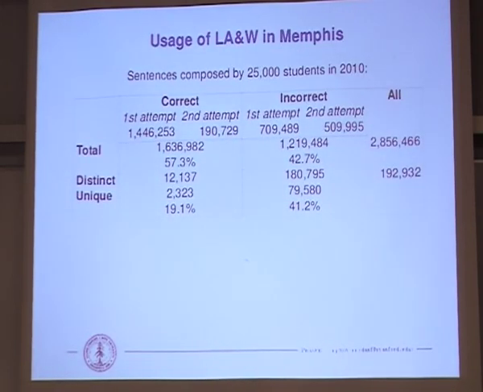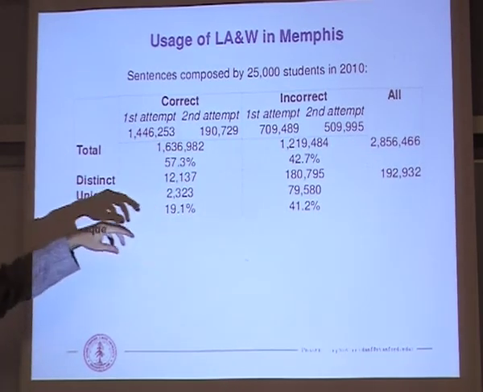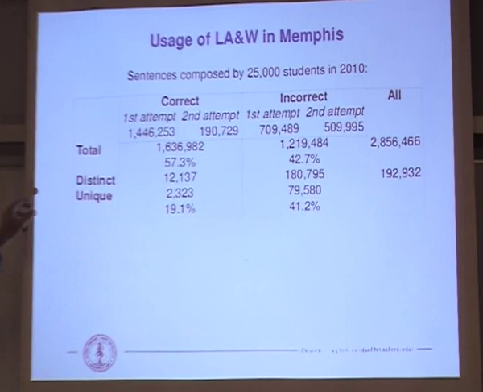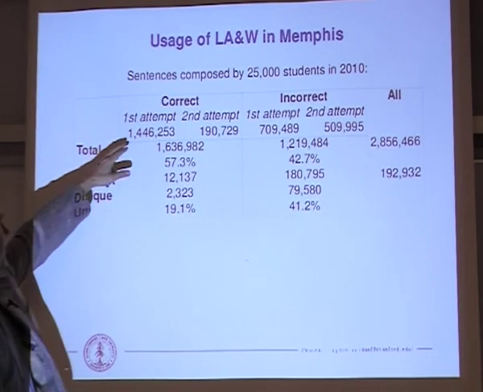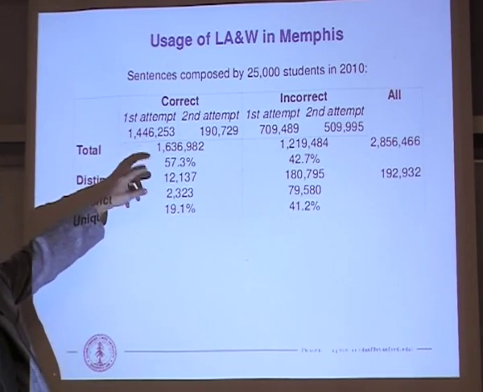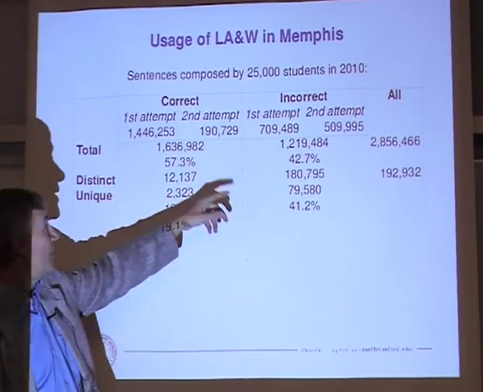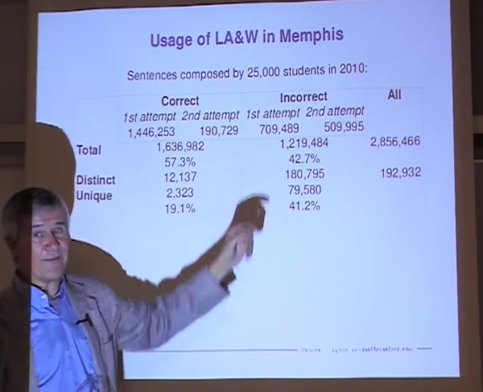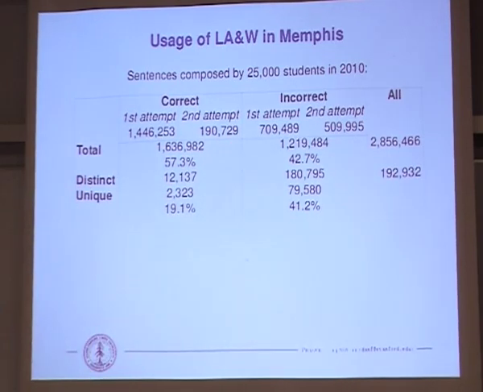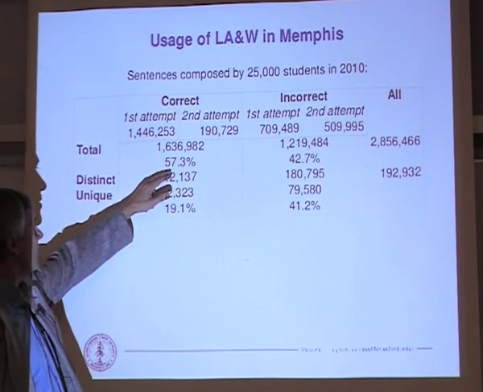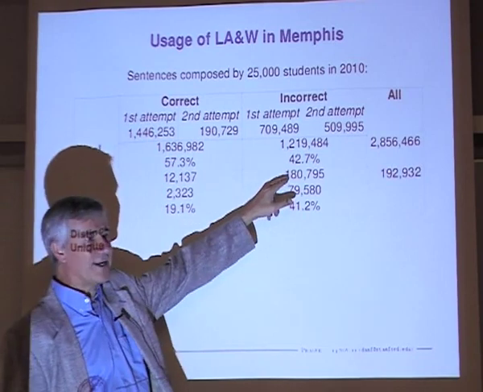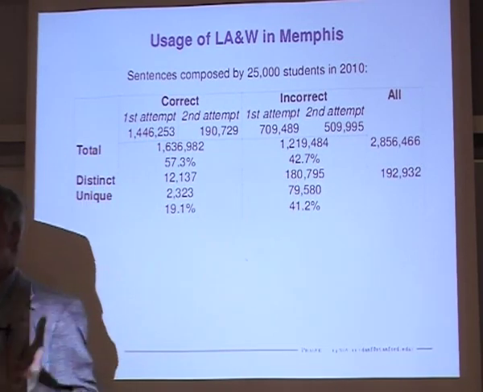So we've done this now for about a year. We have almost 3 million answers in total, and of those, there are 1.4 million that were correct on the first try. That's pretty good. We were encouraged, although lots of the sentences are easy, and about 700,000 answers that were wrong. That is tokens, individual students who made an attempt. In terms of distinct answers, there were only about 12,000 correct ones, but you can see that the ways to get a thing wrong are much, much wider.